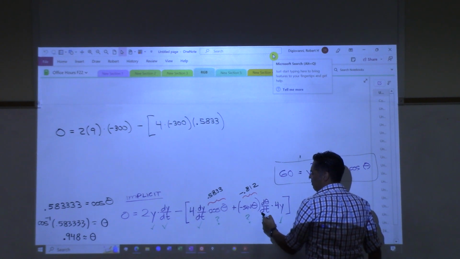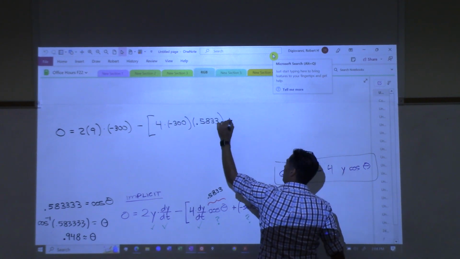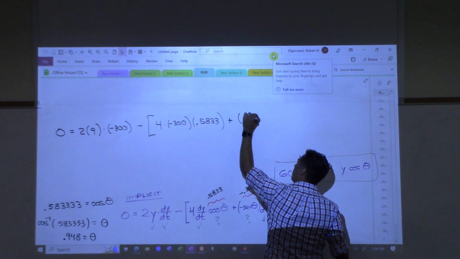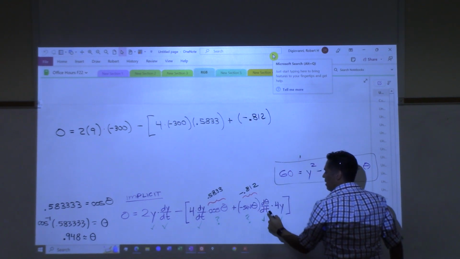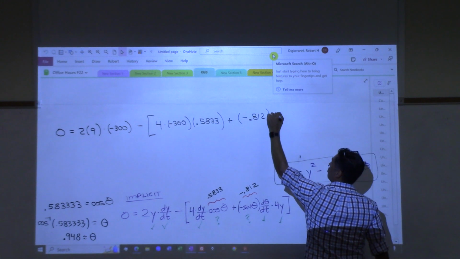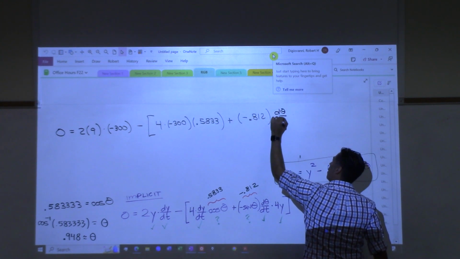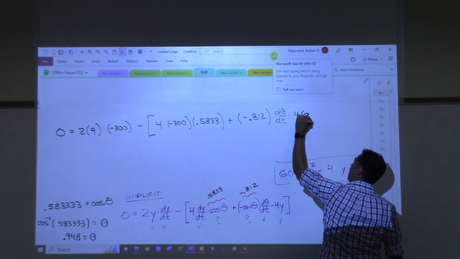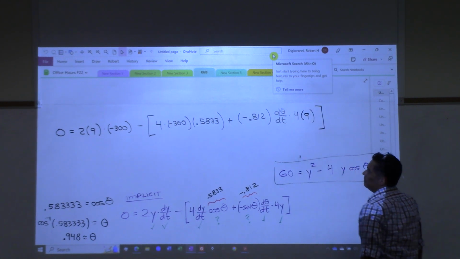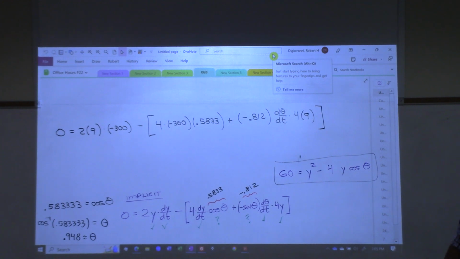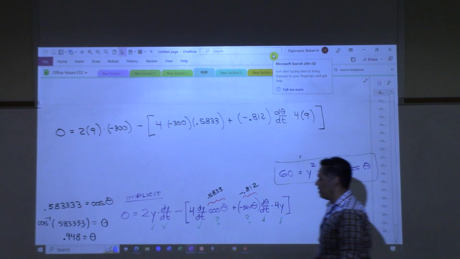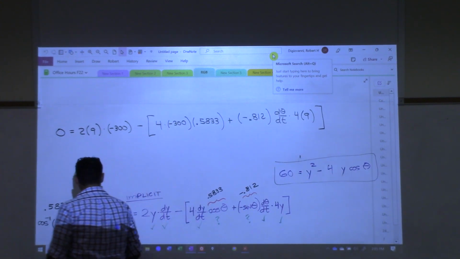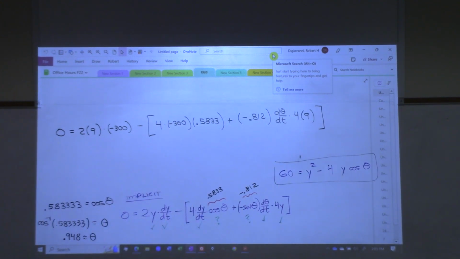Plus, then I have negative 0.812, and then d theta/dt is what I'm solving for, and then times 4 times y, which was 9. Close my bracket. There we go. D theta/dt is in here. That's what I'm solving for. So I just got to make sure I get this all right and don't mess up anything. Any questions?